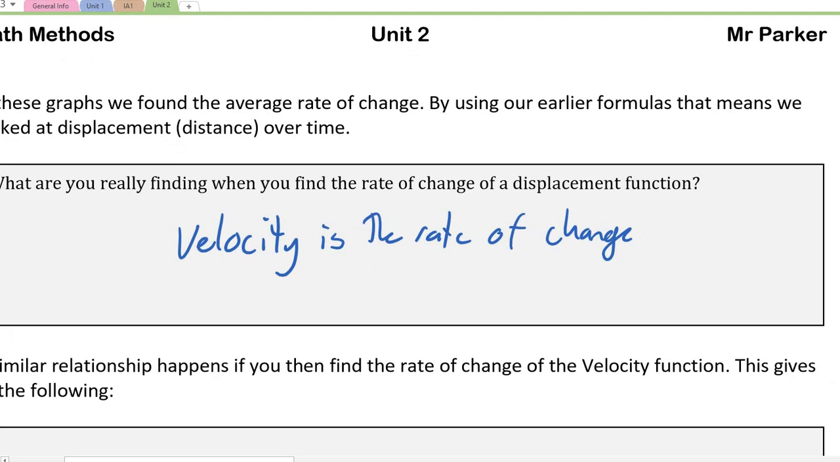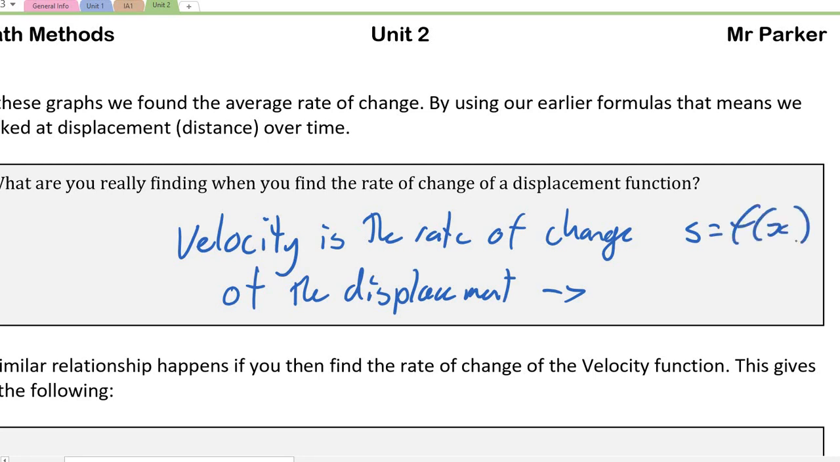So velocity is the rate of change of the displacement. Therefore, if s equals some function, remember s is displacement. If it equals some function of x, velocity is just the derivative of that function of x. So in other words, v equals the derivative of s, if you want to think of it that way as well.